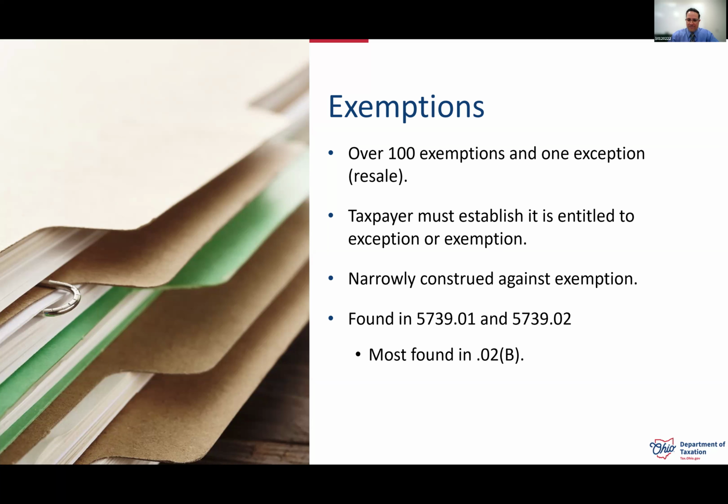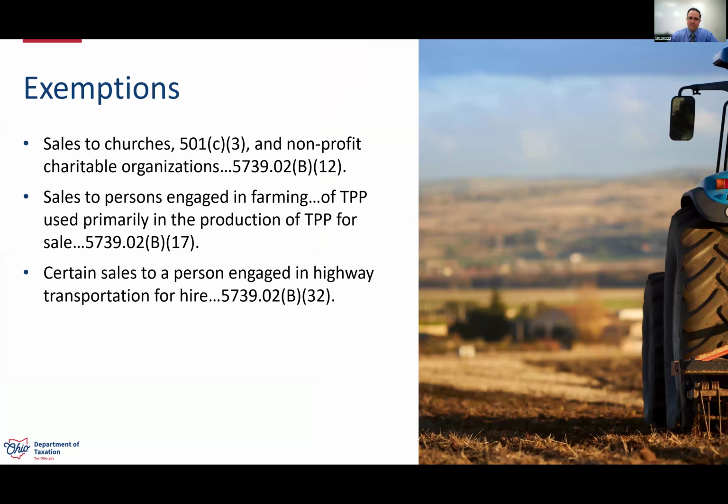All of our sales tax exemptions are listed in Ohio Revised Code 5739.01 and 5739.02, but most of them are found in O2B. So unfortunately, we're not going to be able to go over all 100 of our exemptions today, but I will touch base on some very common ones.